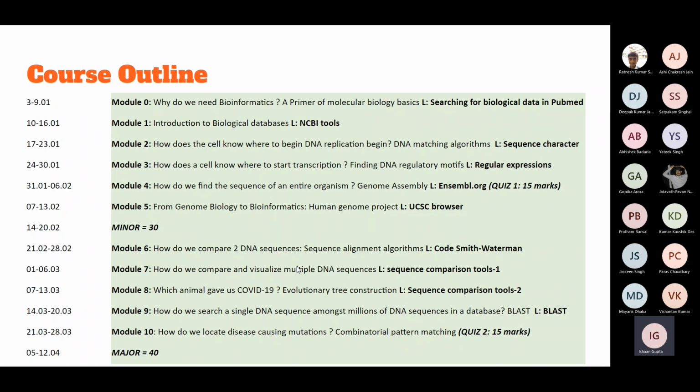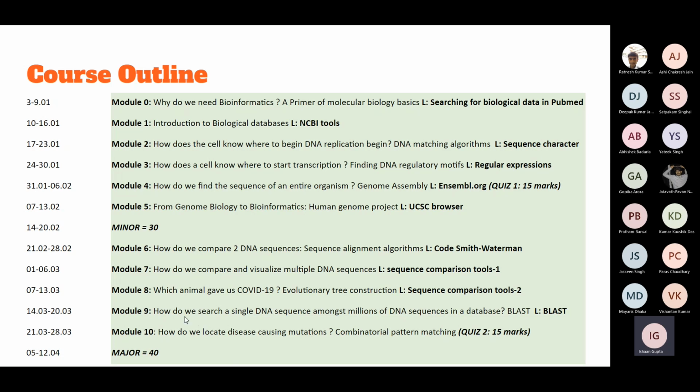And once you know how the different sequences match, you can organize them in the form of trees. Here we'll be using the example of SARS-CoV-2, which is COVID-19, and we'll try to do some detective work as to which organism actually gave us COVID-19 through these kinds of evolutionary trees.